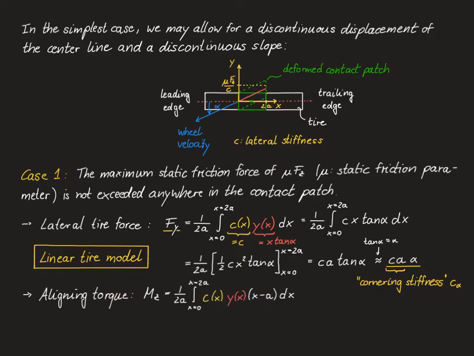Now let's also compute the aligning torque in the contact patch, for which we have to multiply C of x, y of x with the lever arm x minus a, and again perform the integration from x equal to 0 to x equal to 2a. And if we carry out this integration and again make a small angle approximation for the slip angle alpha, we get this expression where we again see that the aligning torque Mz is given by a linear multiple of the slip angle alpha.